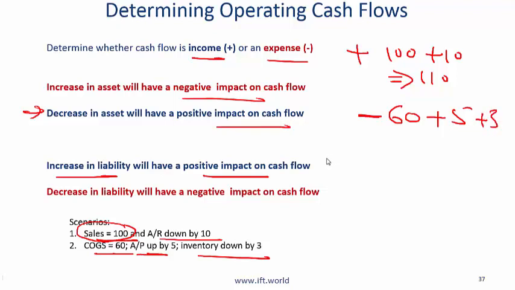So what is the net cash out? It's minus 60 plus 5 plus 3. So it's negative 60 plus 8, which will give you negative 52. If you use this method, then many questions of this nature will become quite easy.